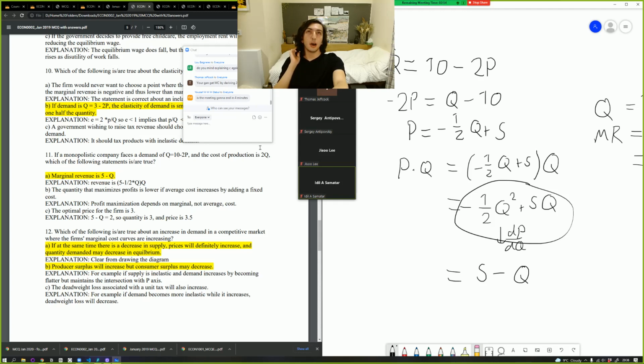I think... No, wait. I think there are different rules here. One market requires MR equals MC, and another market requires MR equals 0. I think that's because it's a monopoly. Okay? MC equals MR in a competitive one. In a monopoly, it's MR equals 0. There we go.